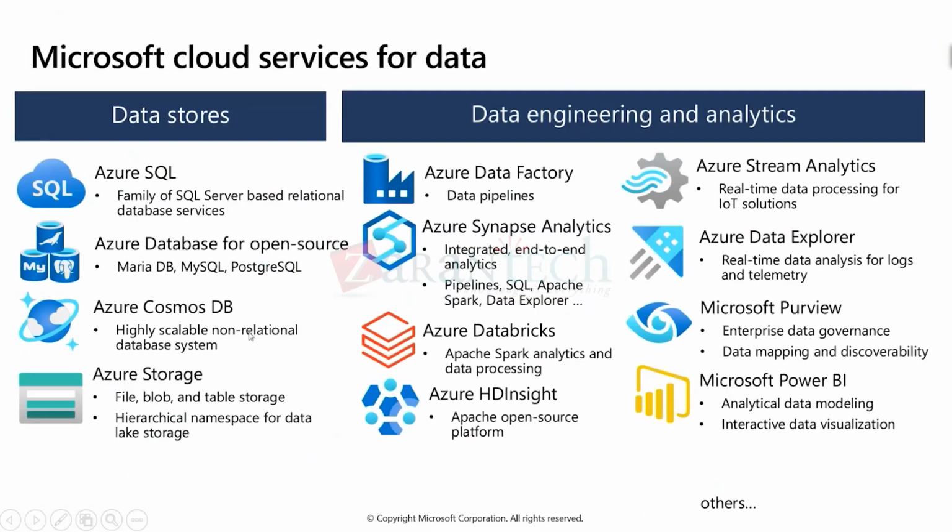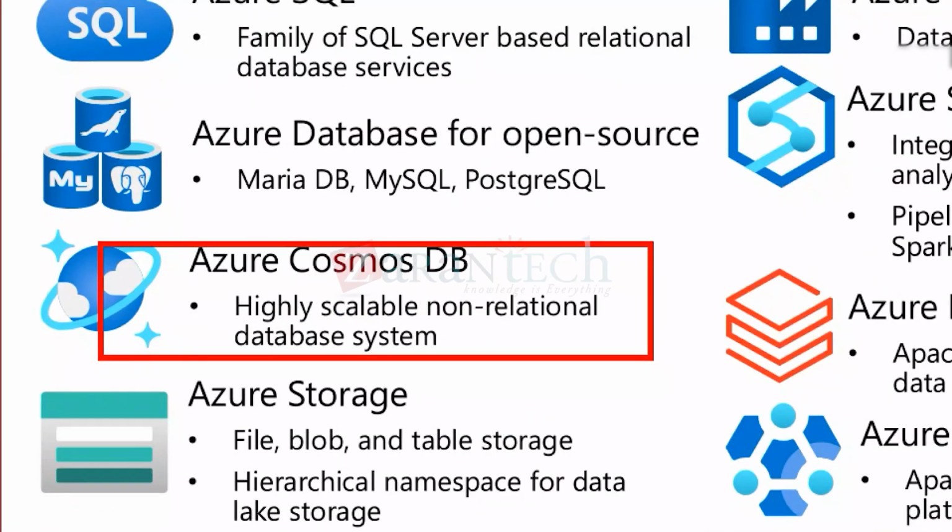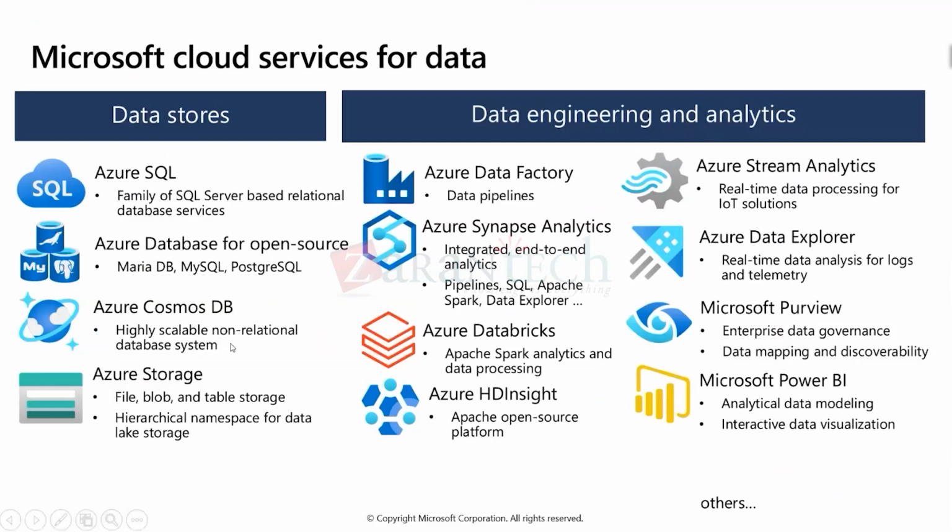Now, a very popular service which I want to introduce to you: Azure Cosmos DB. It is a highly scalable, non-relational database system. This service has many cloud characteristics that I am going to cover in an upcoming module. That is why this is the fastest growing service of Microsoft Azure Cloud.